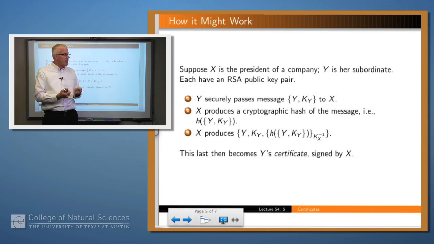So what happens is that Y then securely passes to X a token which is a representation of Y's identity and Y's public key. And then X hashes those two values together and signs that with X's private key, okay? And then produces a message which contains Y's identity, Y's public key, and this signed hash value. And then that becomes the certificate.